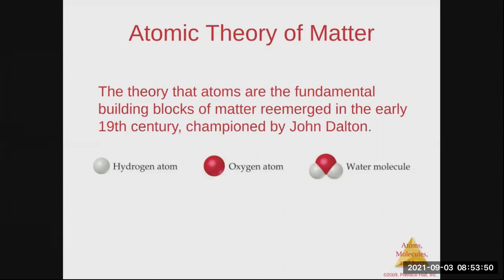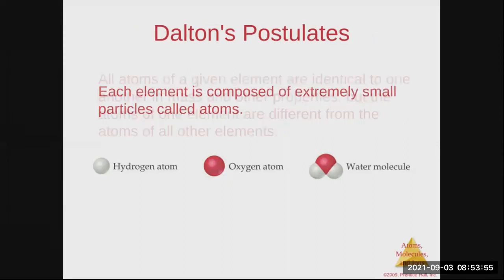And so we see the hydrogen atom, the oxygen atom. Now, if we have a particular element, according to Dalton, all of the atoms would be exactly the same. So all oxygen atoms would look exactly alike. All hydrogen atoms would look exactly alike, but the hydrogen atoms would not look like the oxygen atoms.